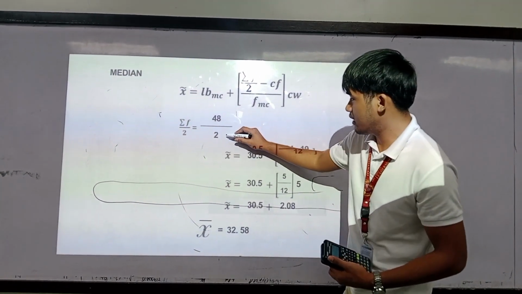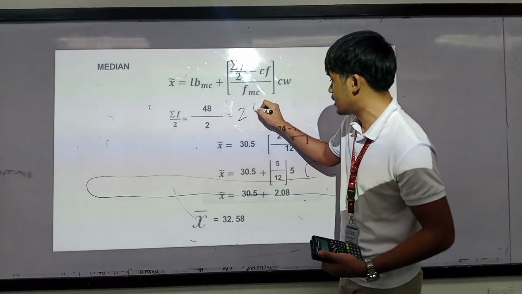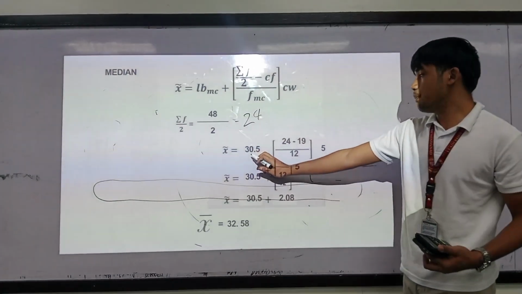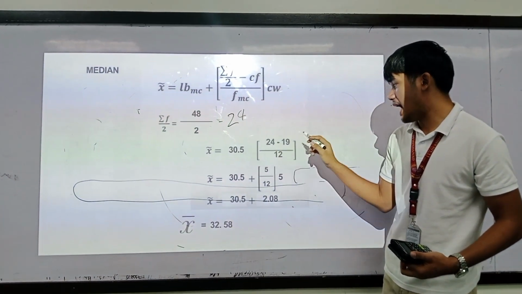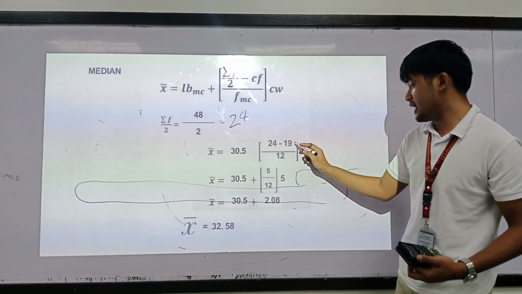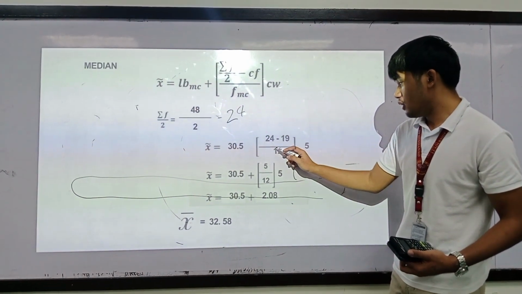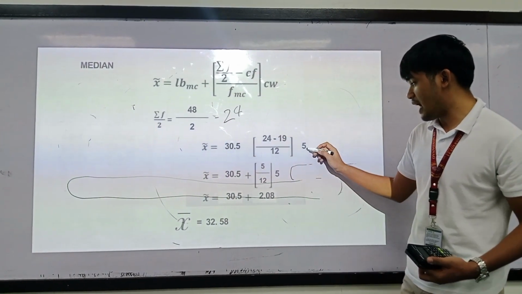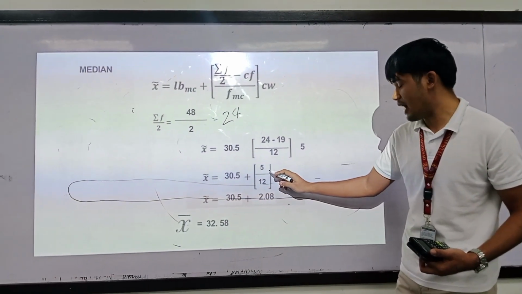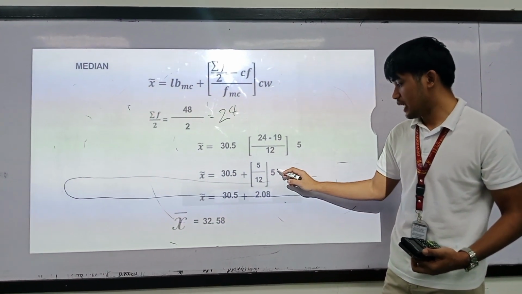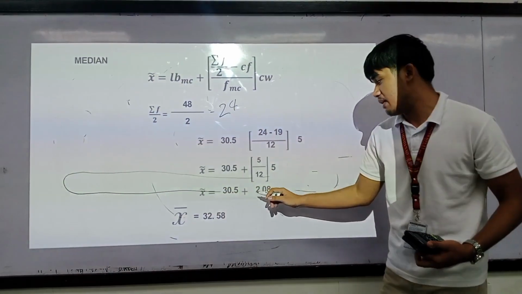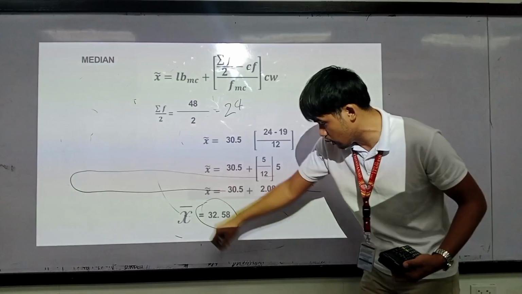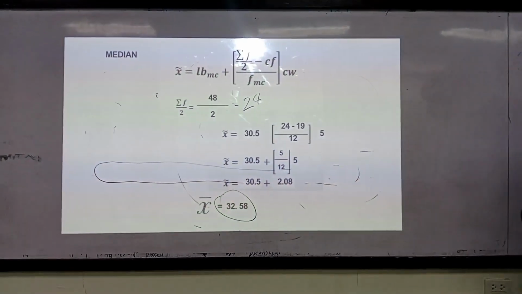So 48 divided by 2 is equal to 24. So 30.5, which is the lower boundary, plus 24 minus 19, which is 5, divided by 12 times 5. So 5 divided by 12 times 5, then we can get the value of 2.8. So 30.5 plus 2.8 is equivalent to 32.58.